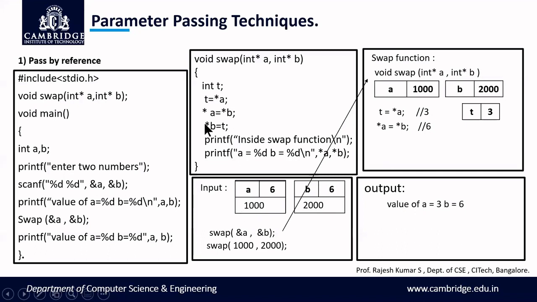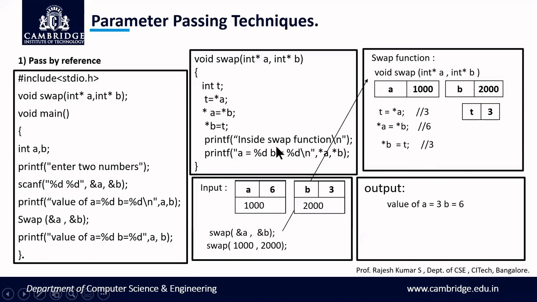Now next what happens? Star of B is equal to t. What is t's value? t's value is 3. 3 should be stored at star of B. What is the B address? 2000. Star of B means this particular location. Now 3 will be stored in this particular location.